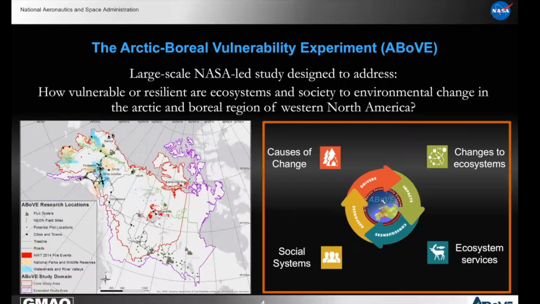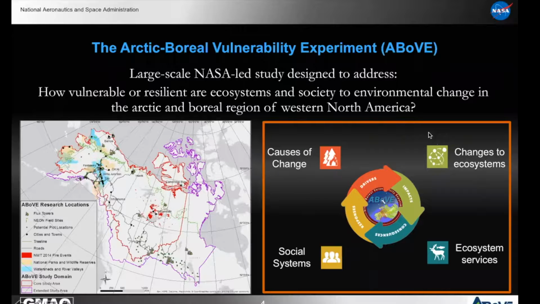So just quickly, what is Above? It is primarily a NASA-led study, and the overarching goal is to understand how vulnerable or resilient ecosystems and society are to environmental change in the Arctic and Boreal region. Most of you will be familiar with the Above domain. For example, the current study domain is shown in red, and the purple shows the extended domain that will be covered. The airborne intensive campaigns will be happening in 2017 and 2019.